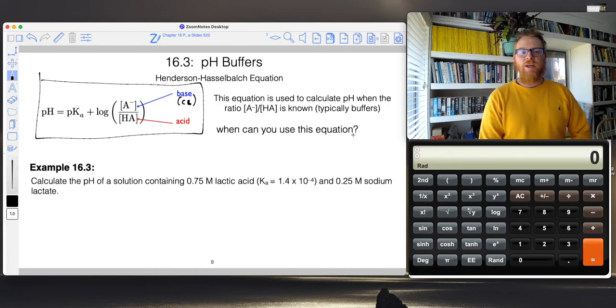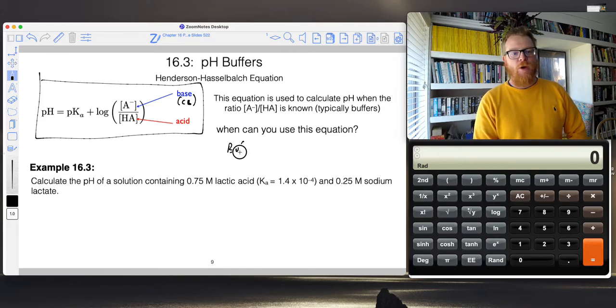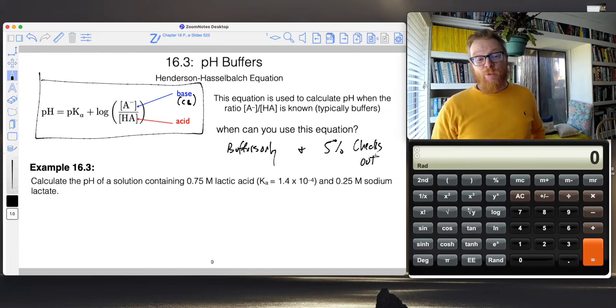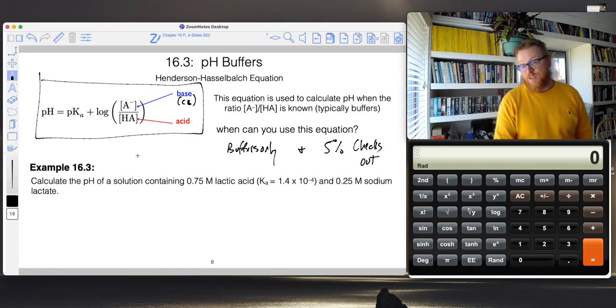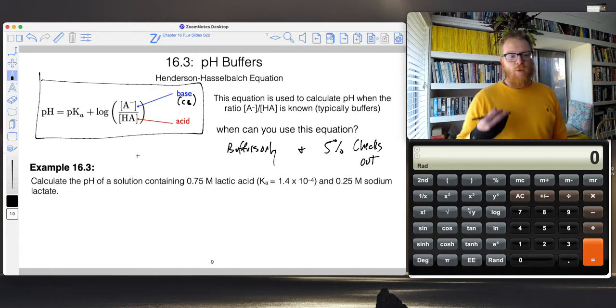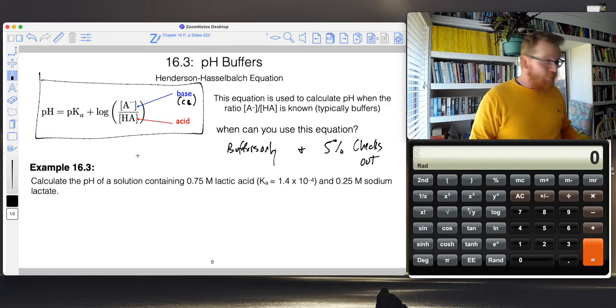So here's a question: when can we use this equation? Buffers only, and when the 5% rule checks out. If we have a situation in which the 5% rule is not going to work, we can't use this equation. However, in almost all of our buffers, the 5% rule will most definitely work out. Now we're going to see how easy it is to use this equation instead of having to do a rice table.